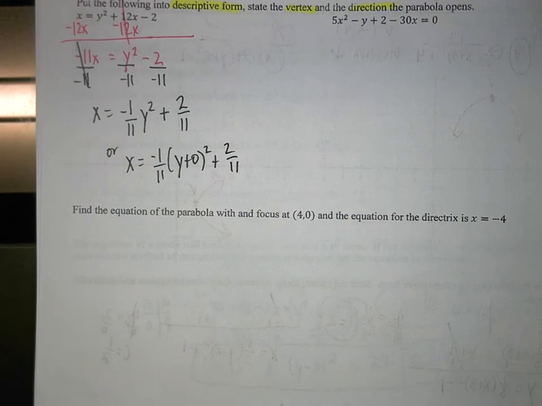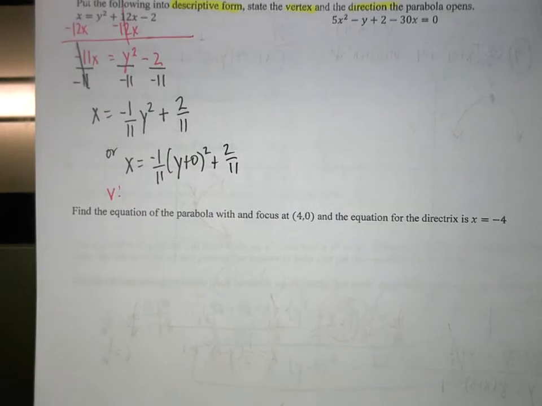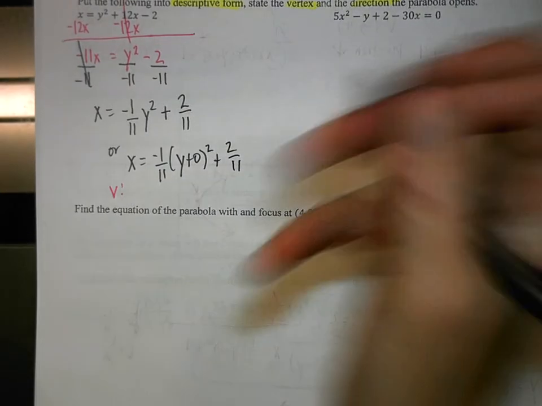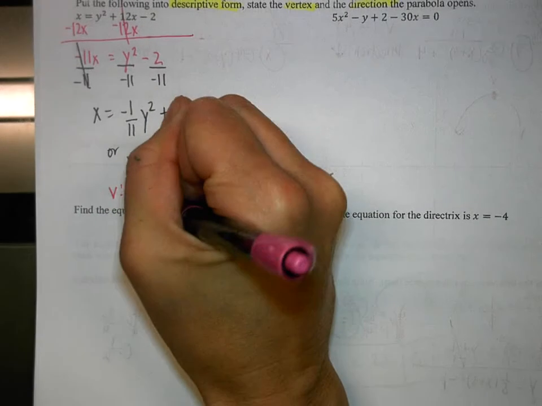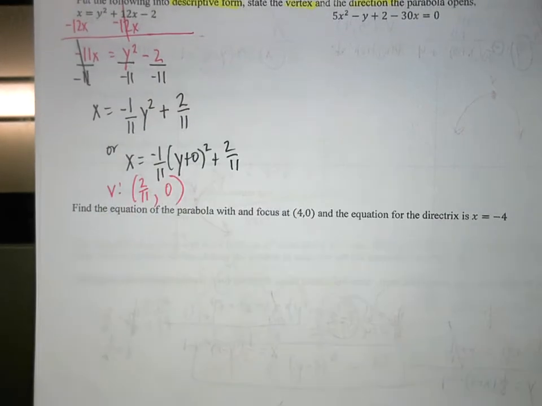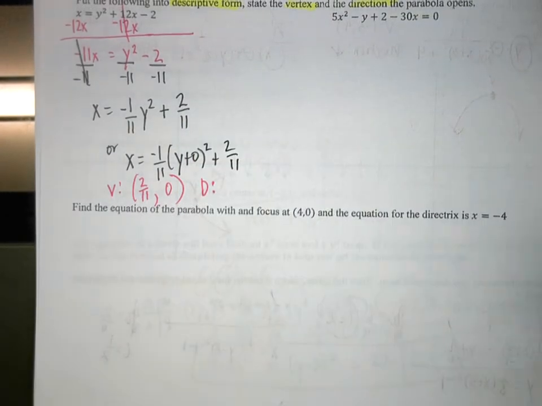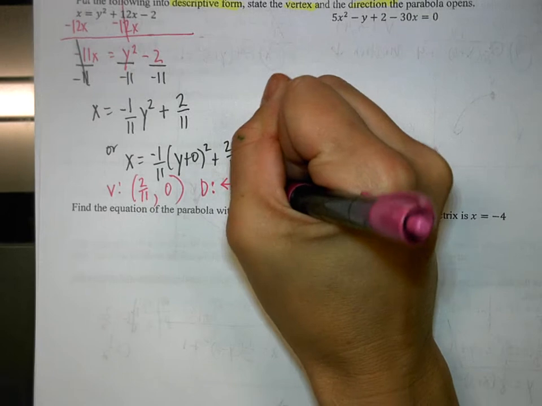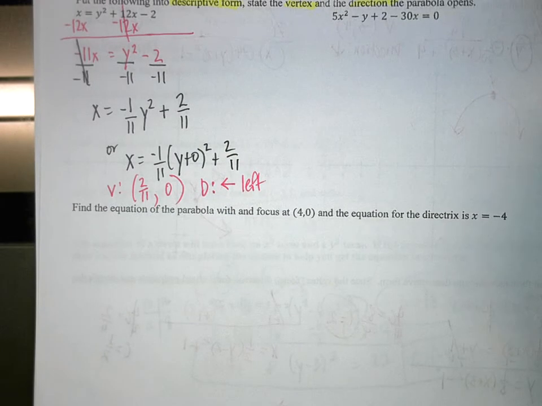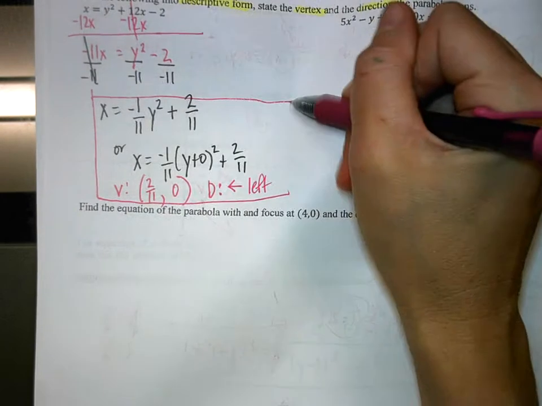Now, based on this information, what is my vertex? 2 over 11, 0. Okay? And then what direction? Very good. How do we know it's going left? Very good. X equals and it's negative.